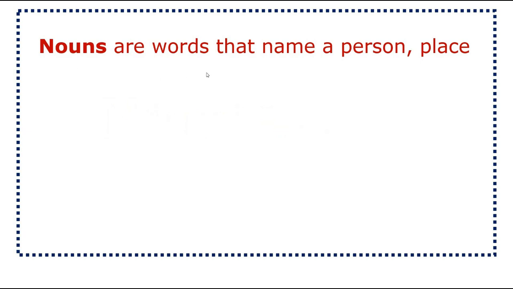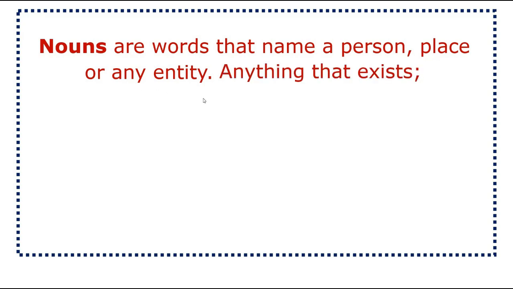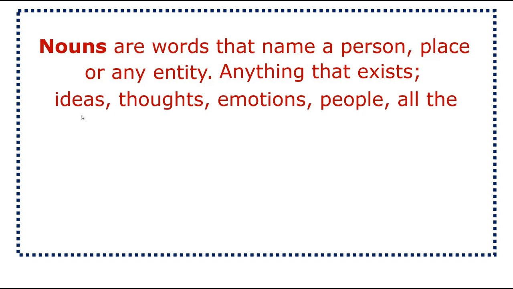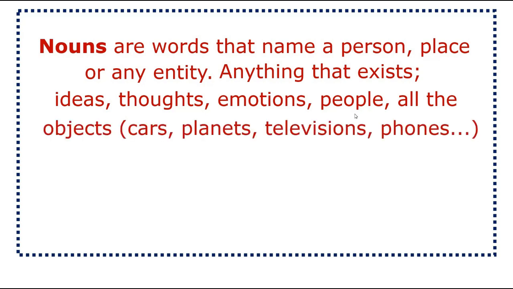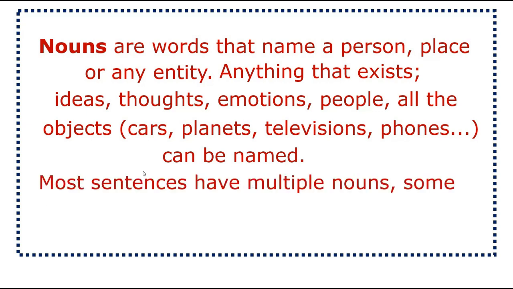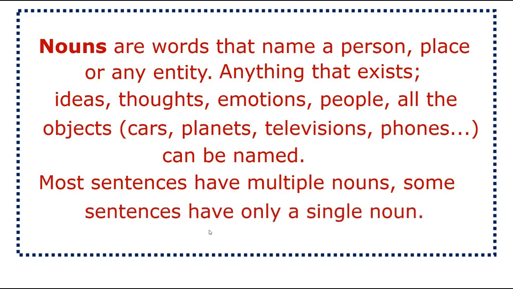Nouns are words that name a person, place, or any entity. Anything that exists. Ideas, thoughts, emotions, people, all the objects, cars, planets, televisions, phones, and others can be named. Most sentences have multiple nouns. Some sentences have only a single noun.